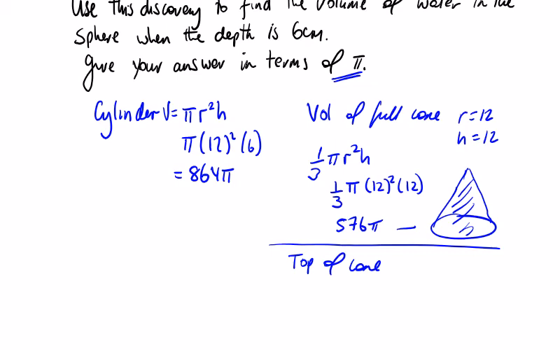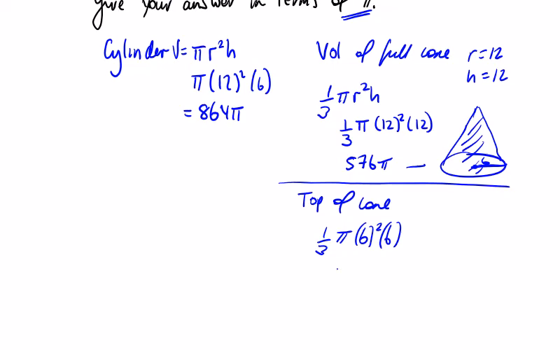No, the radius is 6. We worked it out in the previous part. The radius was 6 in here. So we're looking at 1/3 pi by 6 squared by 6. So that's 216 divided by 3, which is 72. 72 pi. So 576 pi minus 72 pi is equal to 504 pi.